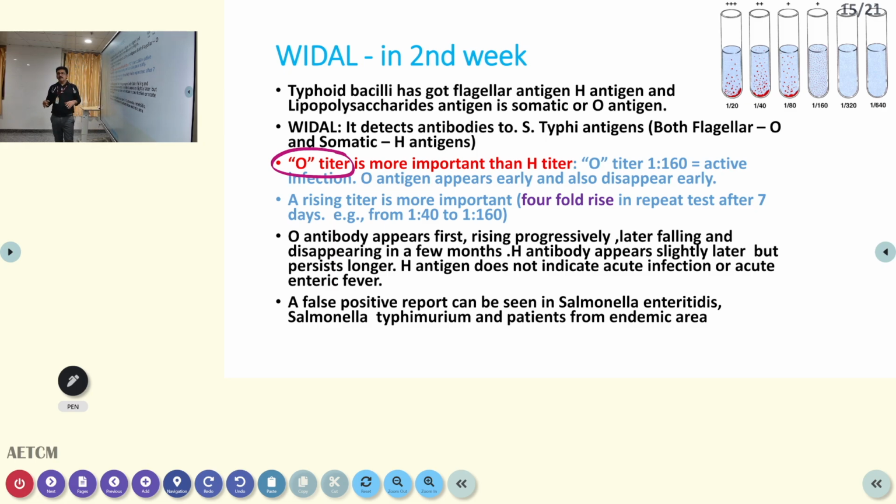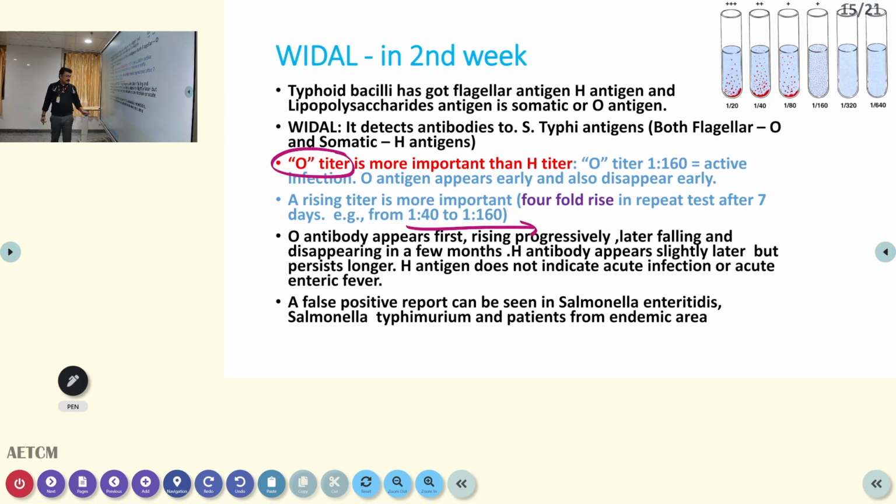A rising titer is more important than a static titer. Suppose initially it is 1 in 80, then after 3 days you are getting 1 in 160, then after a few more days you are getting 1 in 320, then it is very important to make a diagnosis of typhoid. A fourfold rise in a repeated test after 7 days is a classical finding, like from 40 to 160. That is a rising titer. So that is very important.